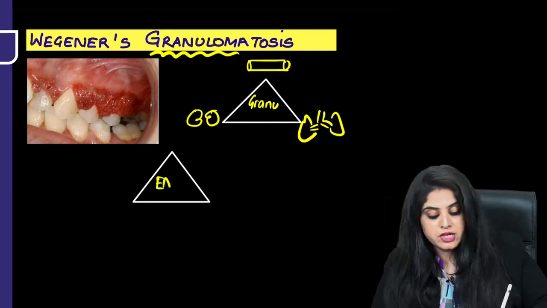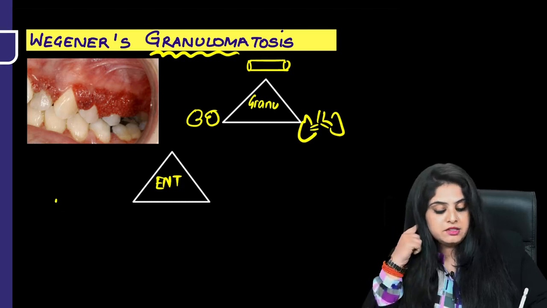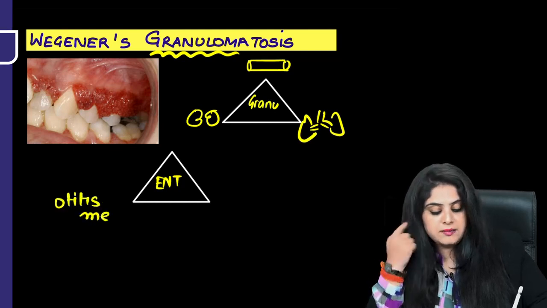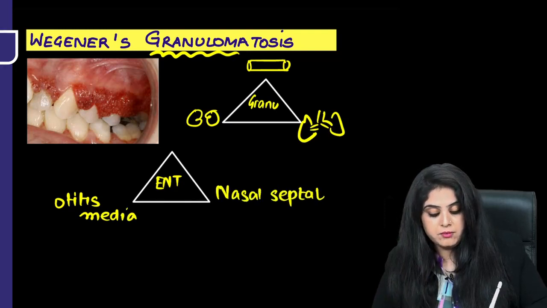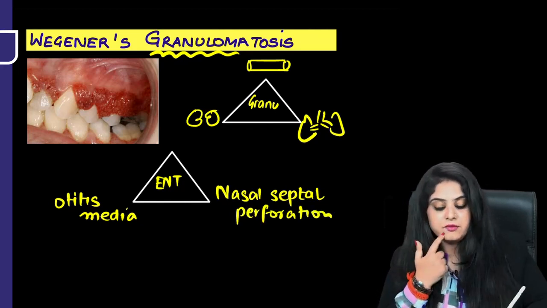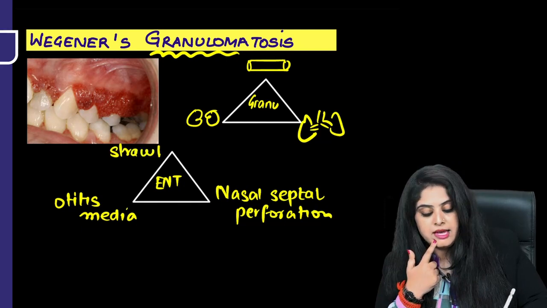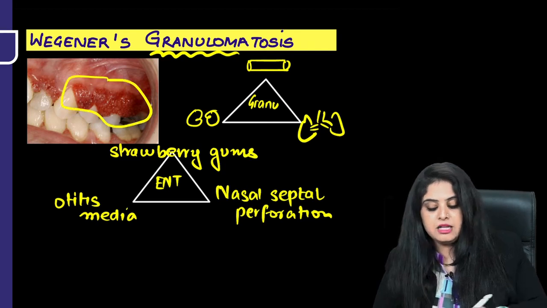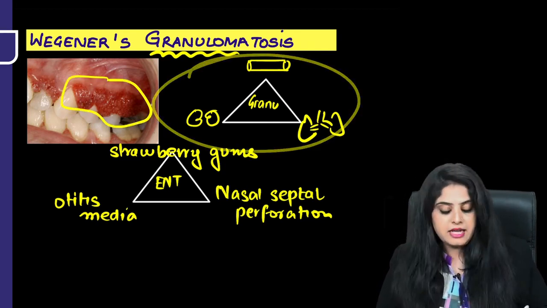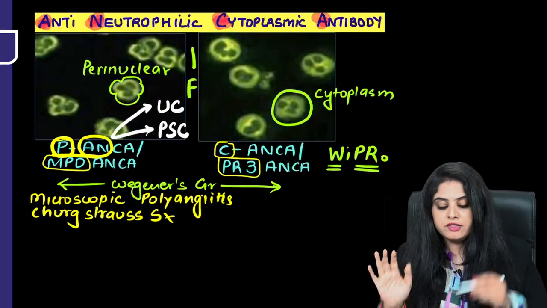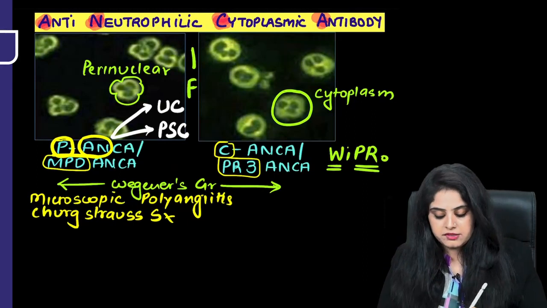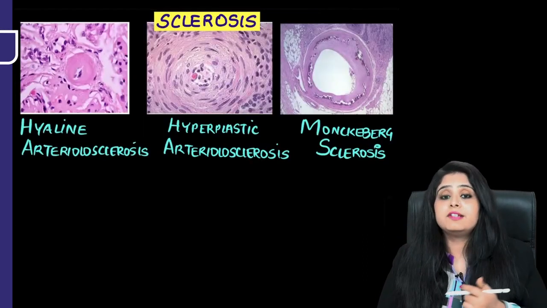There is another triad which I call as ENT triad. ENT triad means these patients have ear mein there is otitis media. Then in the nose they have nasal septal perforation, which is a very, very important history that will be given to you. And throat, so otitis media, nasal septal perforation, and throat, I will say the mouth, and that is going to be the strawberry gums. So repeating, granuloma ka triad and then ENT ka triad. That is Wegener's granulomatosis, right? I hope everyone's okay along with its association with ANCA. Vasculitis chapter is done. I can move on to the next part of blood vessel, that is sclerosis.